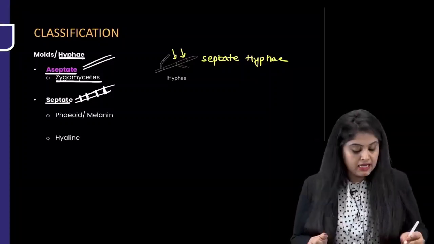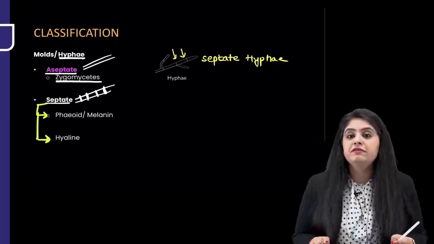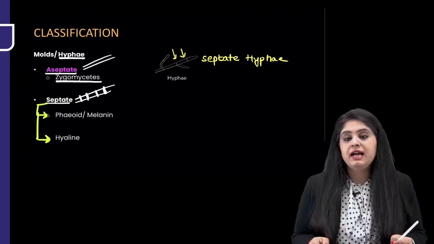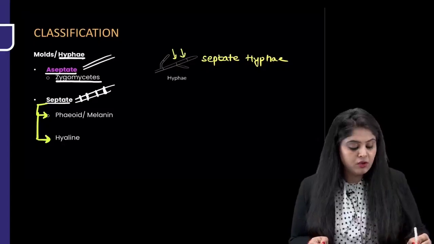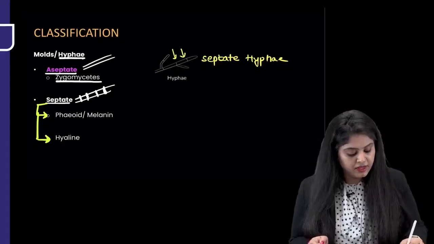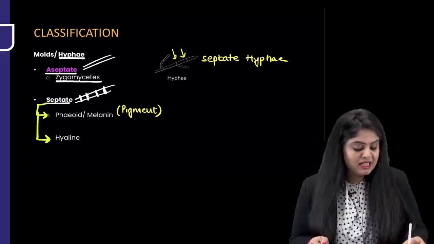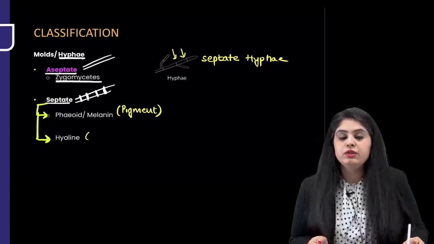And if you see, I have divided further into two categories. One is going to be pheoid and the other is going to be hyaline. What do we mean by that? See, pheoid has the word melanin written in front of it. Means that this is the one that is going to include a pigment. There is going to be some element of pigment. How have I learnt it? I'll tell you in a while. Hyaline, on the other hand, there is not going to be any pigment.